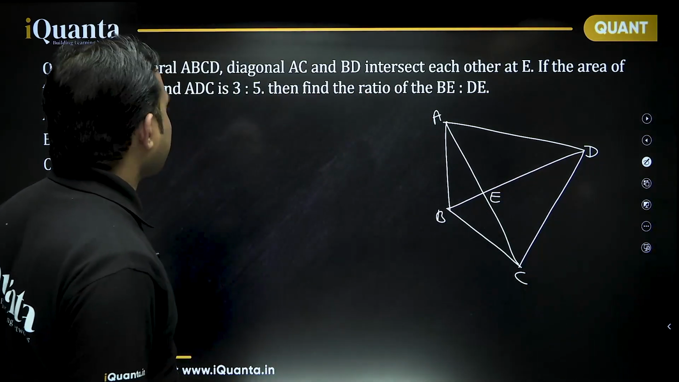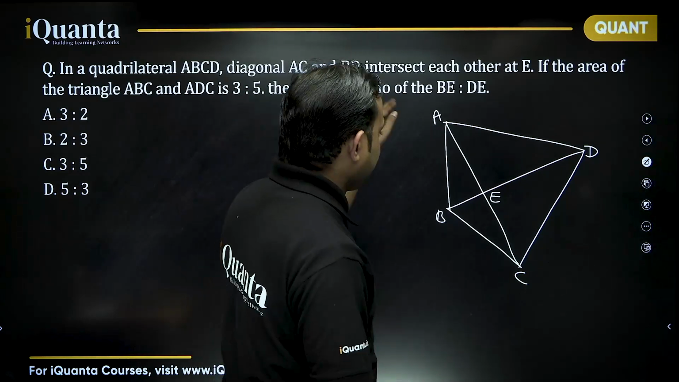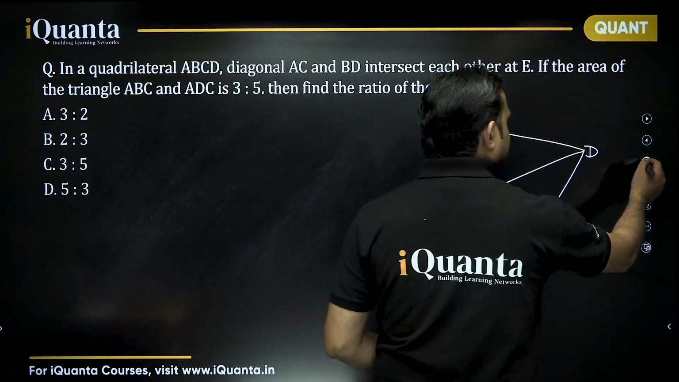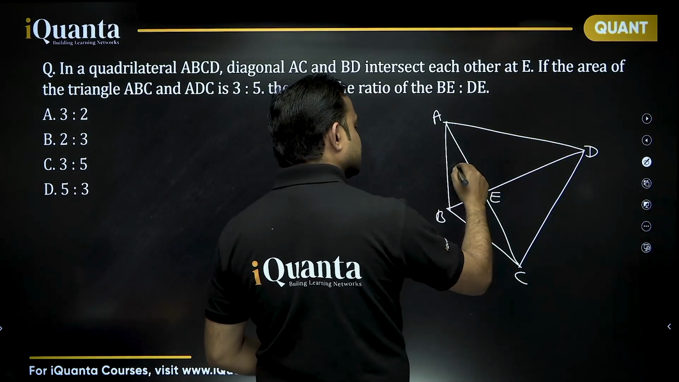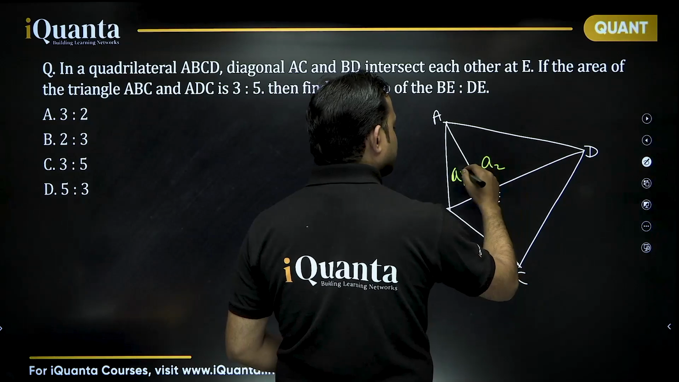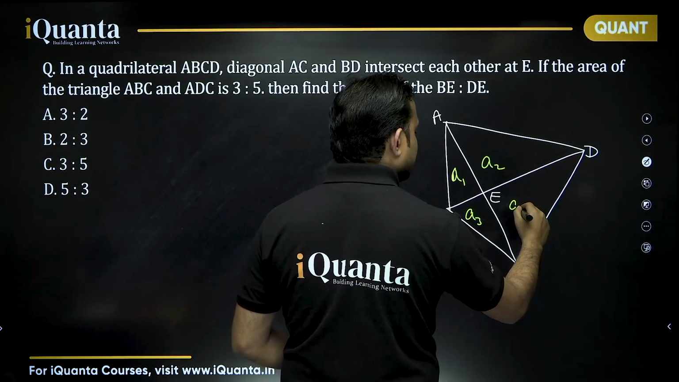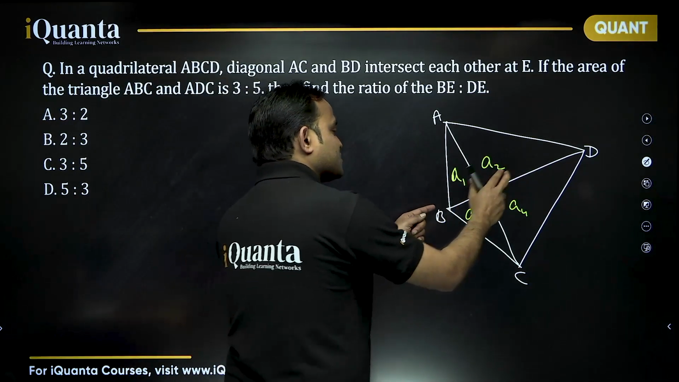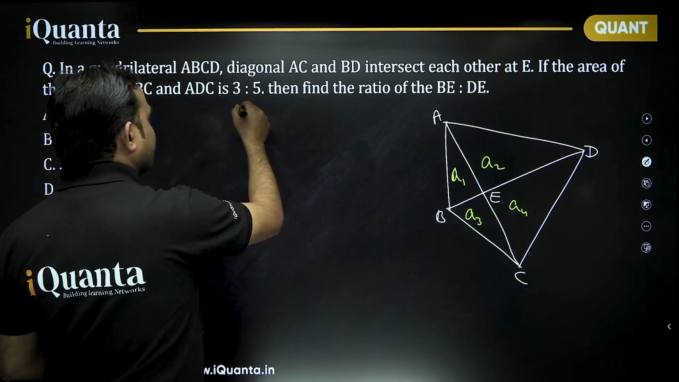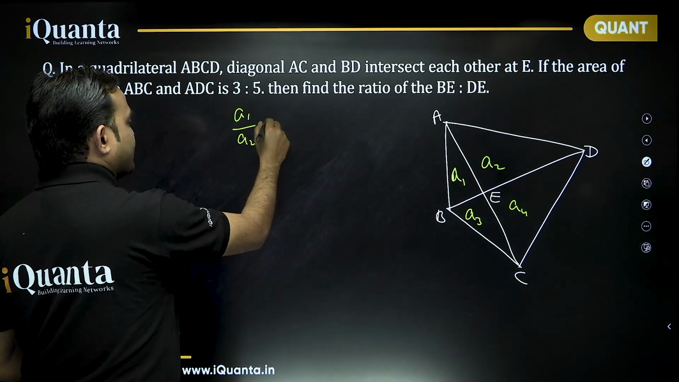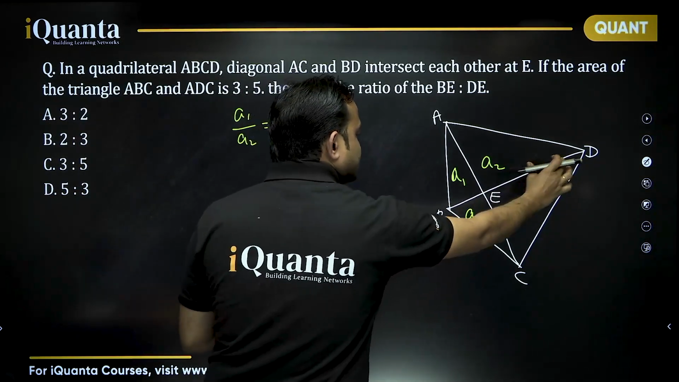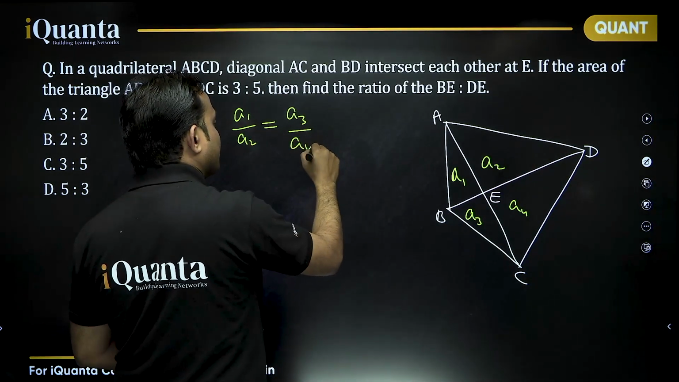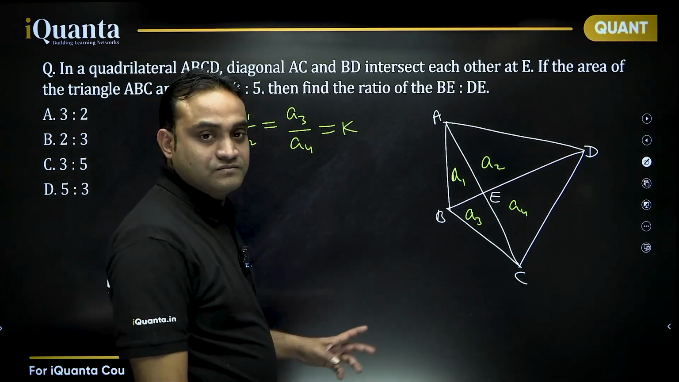If the area of the triangle ABC to the area of triangle ADC is 3:5, what is BE is to ED? Now let's say area of this triangle is A1, area of this triangle is A2, this triangle is A3 and this triangle is A4. In that case, can we say that A1 upon A2 will be equal to BE is to ED, so A3 upon A4. This will also be equal to A3 upon A4. Let's say this is equal to K, right?